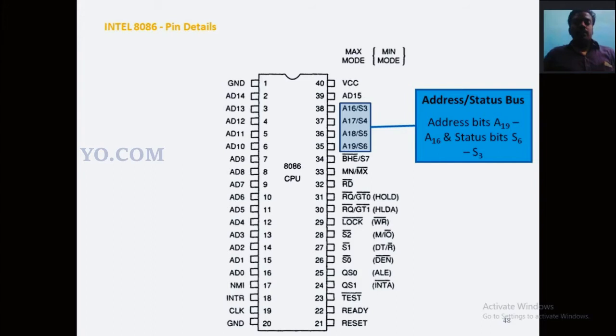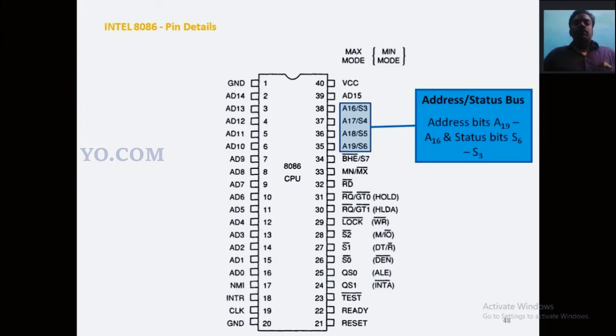So the address and status bus is used for the address, and sometimes it carries status. The address bits A19 to A16 are considered as address, and they also indicate the status of the microprocessor, that is S3 to S6. What is status?